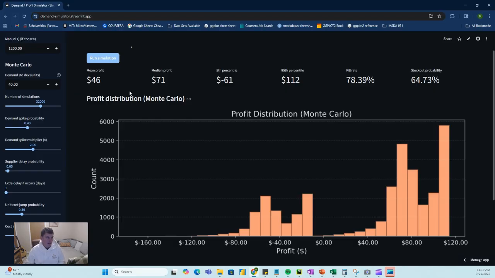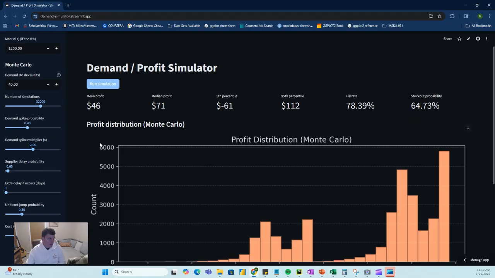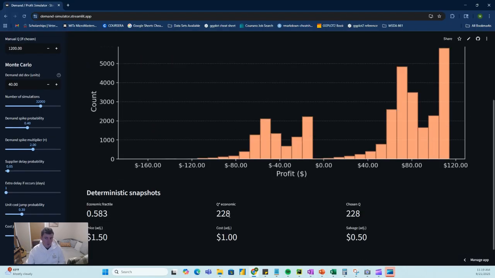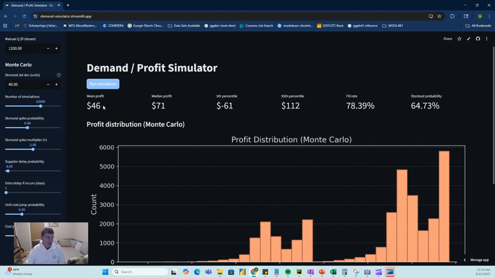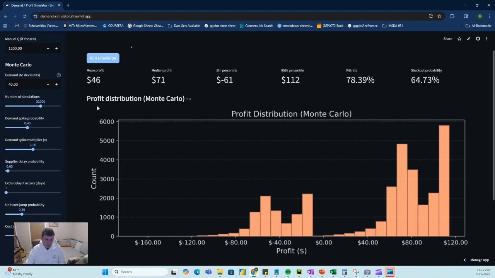So taking all that into account, if we run our simulation, now what we can see is that there is still 228 that we should be ordering. Our profit has sort of reduced to $46 overall. And we can see at the Monte Carlo simulation what the odds are for the extremes on the left and the right side of the overall grouping of like how often we would receive $80 versus negative $40.